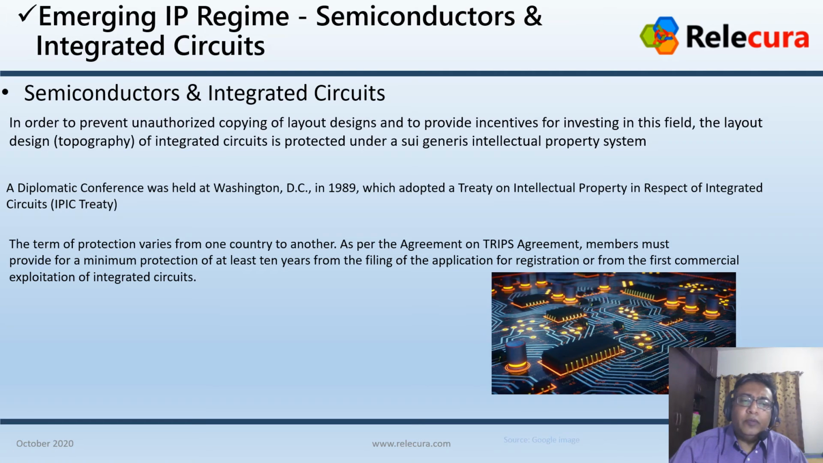Now, the term of protection varies from country to country, and as per the TRIPS agreement, members must provide a minimum protection of at least 10 years from filing the application in this area of integrated circuits. And there is a treaty also. A diplomatic conference was held in Washington in 1989, which considered this treaty, so that it can be valid all over the world.